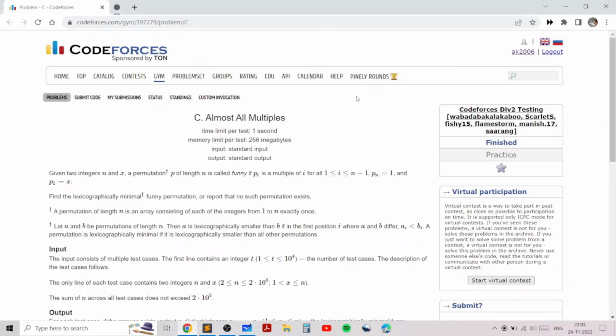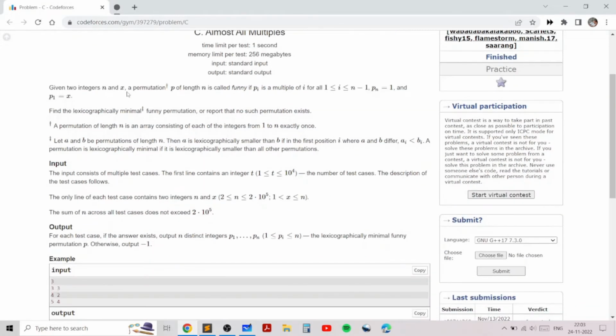So in this problem, we are basically given two integers n and x. We want to print a permutation of length n which satisfies the condition that Pn is 1, P1 is x, and the permutation is the lexicographically minimal such permutation. So we want to find the minimum such permutation among all permutations that satisfy the condition that Pn is 1, P1 is x, and i divides Pi for all i between 1 and n minus 1.